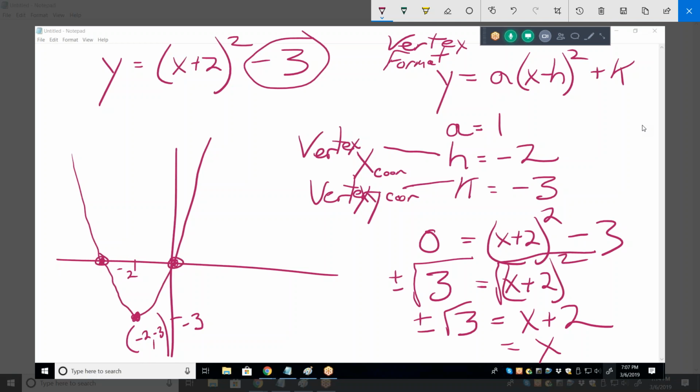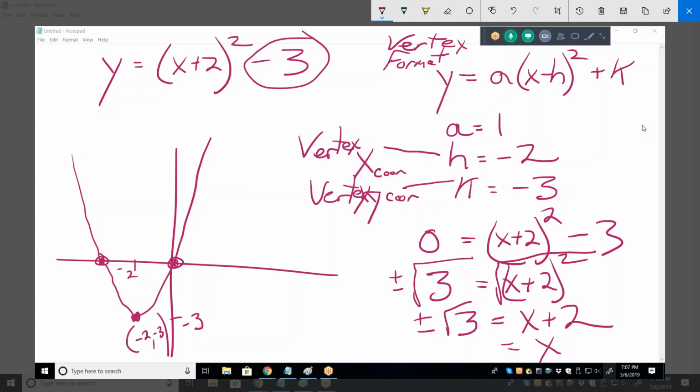I'm freezing up. Alright, so when you're trying to solve for x, what's with x that you've got to get rid of? Plus 2. How do you get rid of plus 2? Minus 2 to both sides.